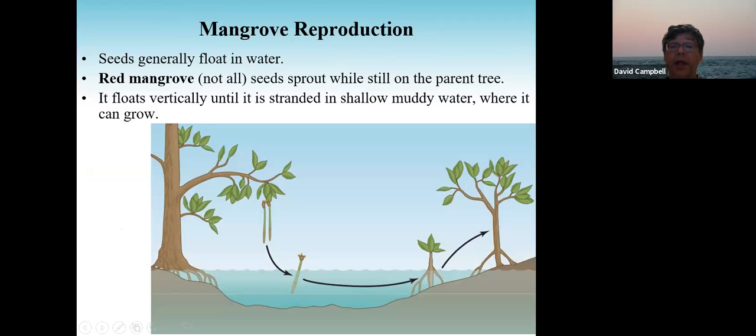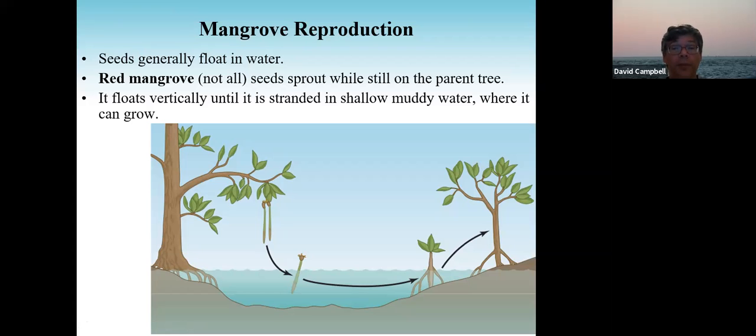No surprise, they typically have floating seeds that can drift around to reach new places for them to grow. The red mangrove has a distinctive approach here. The seed actually starts to sprout, especially it gets a root roughly a foot long, while it's still attached to the parent tree. And after that, it'll break off.